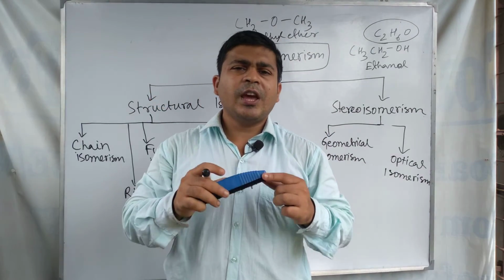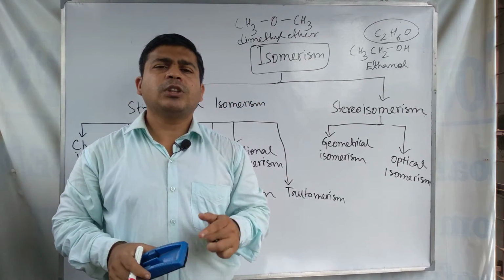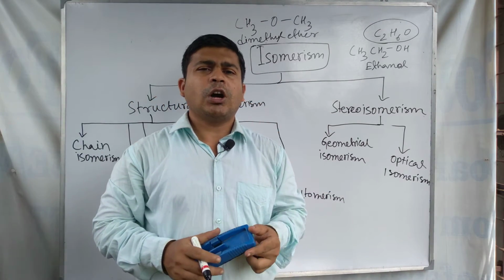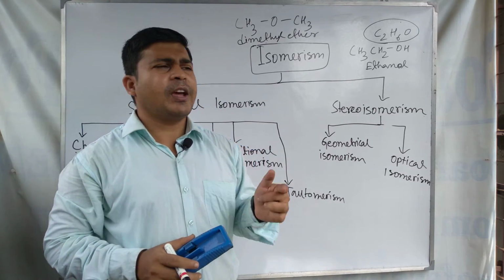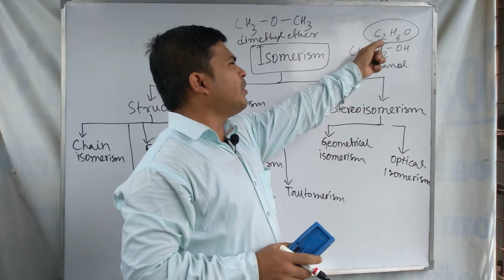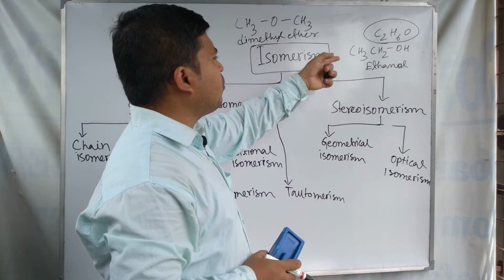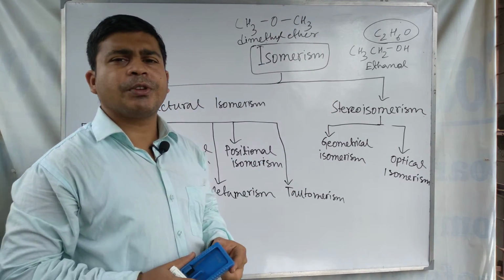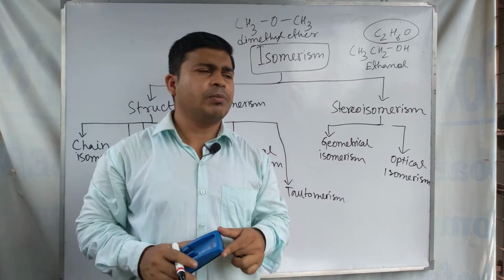When a molecular formula can represent two or more compounds that have different physical and chemical properties, they are called isomers. Like these two compounds are called isomers, because using the same molecular formula, two compounds are represented here, and the two compounds have different physical and chemical properties. So therefore these are called isomers, and the concept of isomers and isomerism is very important in organic chemistry.